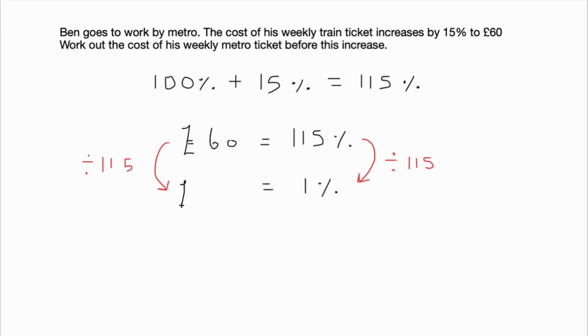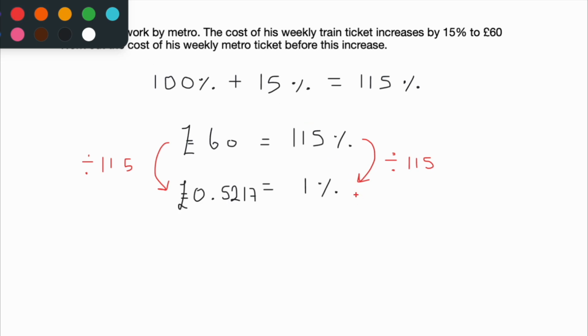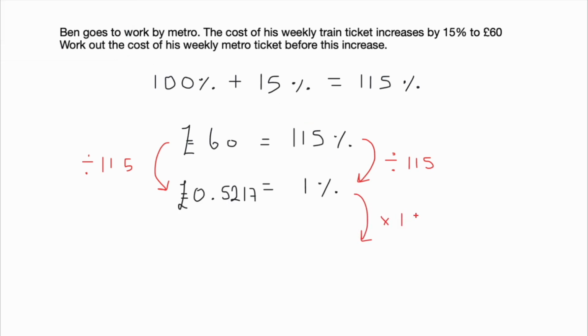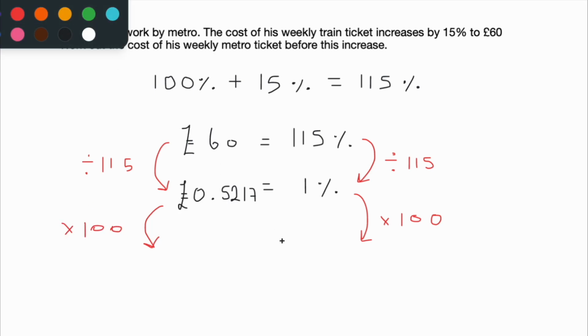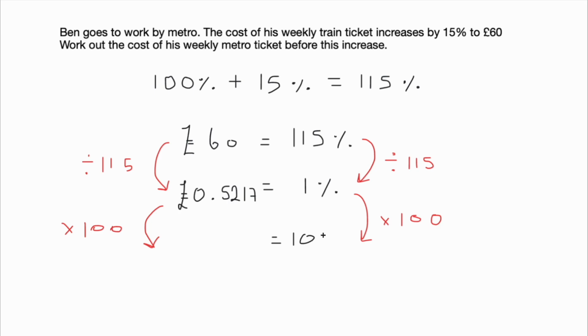And this gets us 0.5217, so like 52p. After we found 1%, we always want to find 100%. So to do that, we're going to times both sides by 100. And 100% is equal to £52.17. So that is the price of the original Metro ticket before the 15% increase.